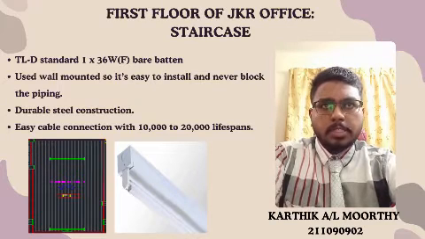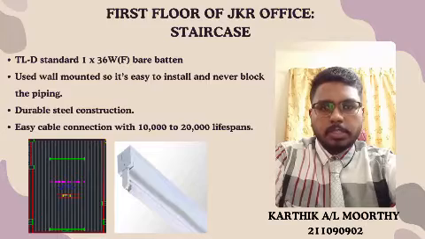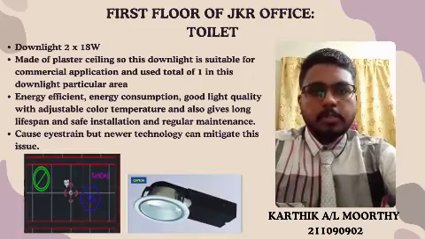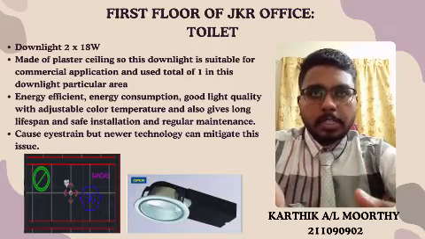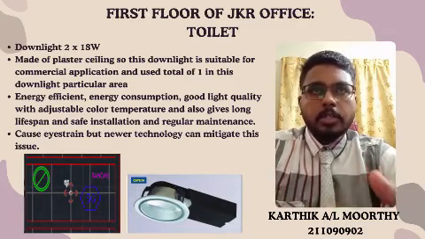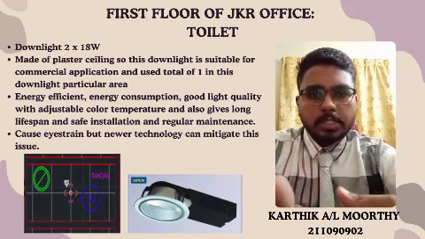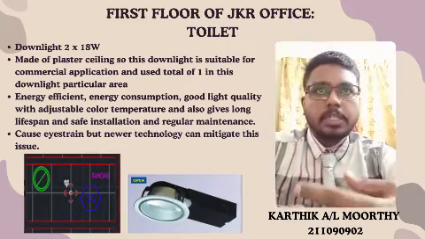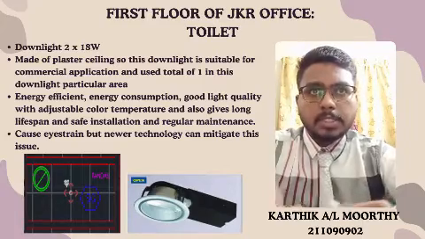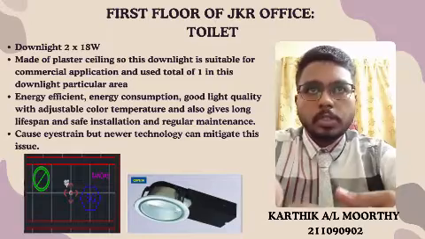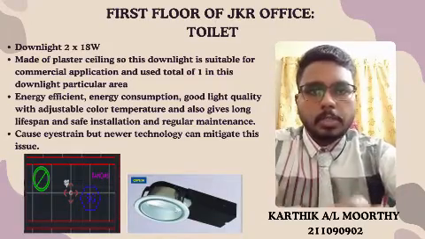This is durable steel construction and easy cable connection, with a 10,000 to 20,000 hour lifespan. Next is the toilet. After the calculation, we plan to use a downlight, 2 times 18 watt, for this area because the toilet grid can accommodate 600 by 600 mm. This area is made of plaster ceiling, so the downlight is suitable for commercial application. We use a total of 1 downlight in this particular area.